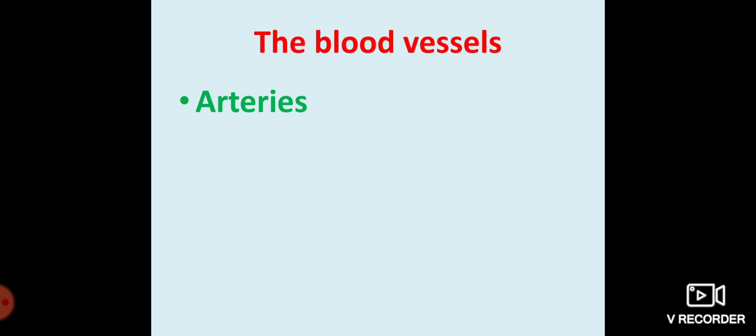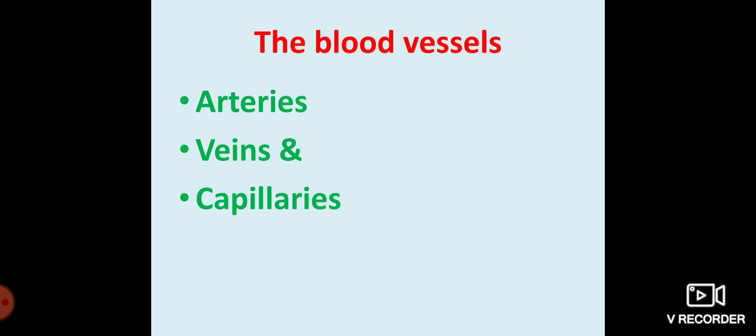The blood should reach every part of the body by the long tubular blood vessels. There are 3 types of blood vessels in our body: arteries, veins, and capillaries. Which are the 3 types of blood vessels? Arteries, veins, and capillaries.